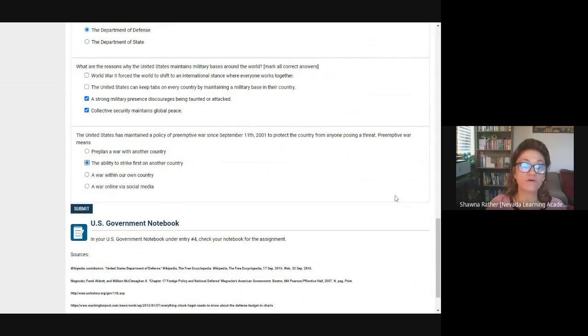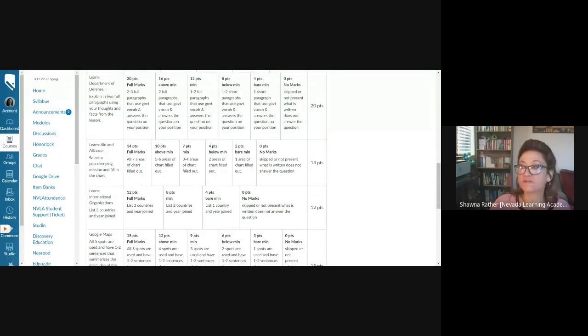So now we're going to move over to our notebook. Let's look at the rubric. Again, for the Department of Defense, it says we need to have at minimum 2 full paragraphs in order to get all of the, what is the word I'm looking for, to get all of our full points on that. So let's go to our notebook.